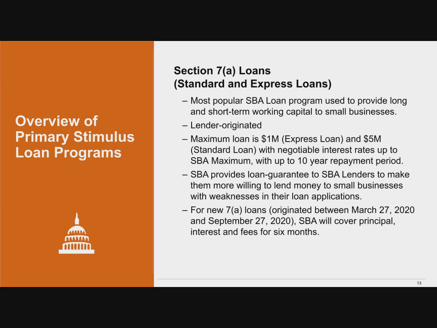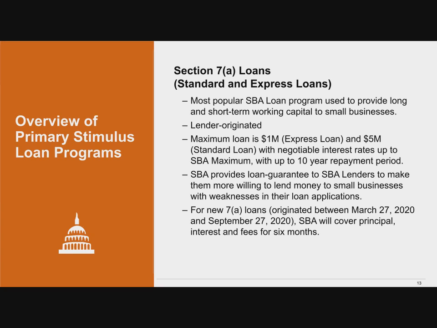If you go to Bank A, you may get a different answer than if you go to Bank B, only because those banks all are working off of their internal policies and within the guidelines of that SBA guarantee. So again, this is the standard SBA program. They're designed, they're very, very flexible.